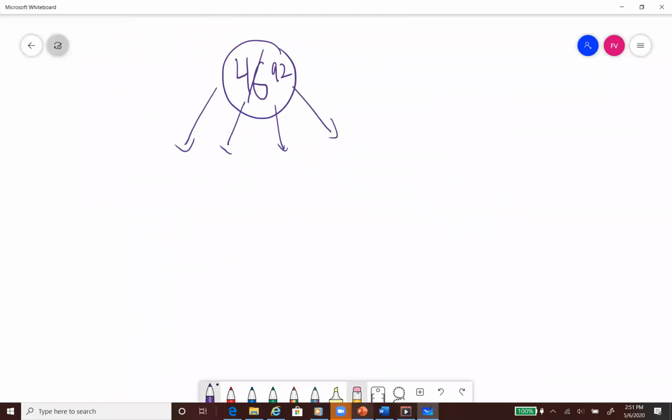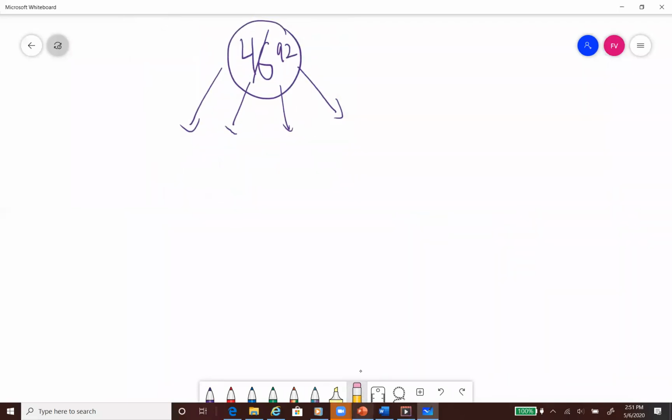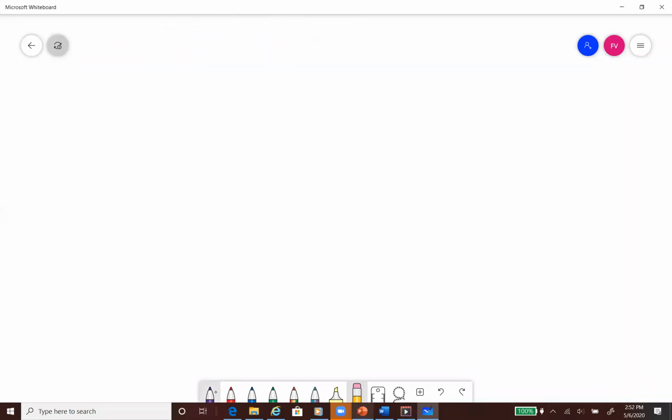Actually, let me draw it like this so it's a little bit easier to look at. Oops. Let me try the eraser. Oh, no, I have to clear the canvas. Sorry about that. Let me try that again.